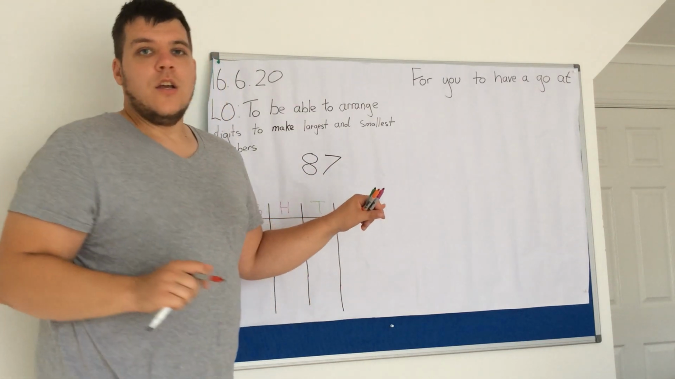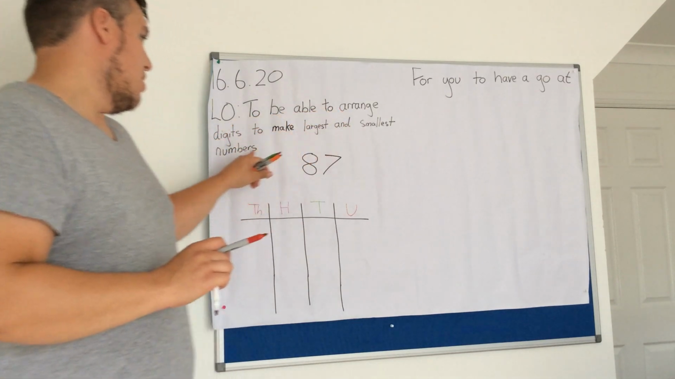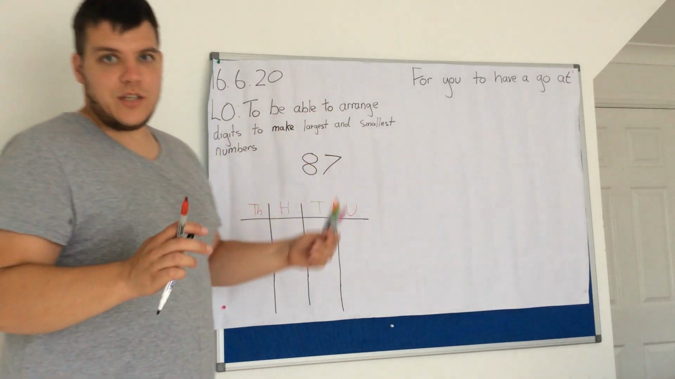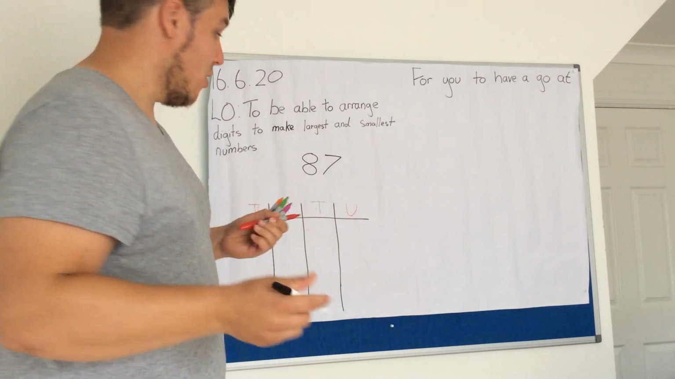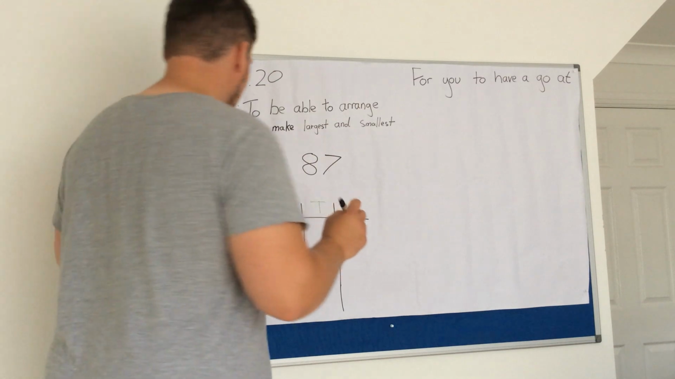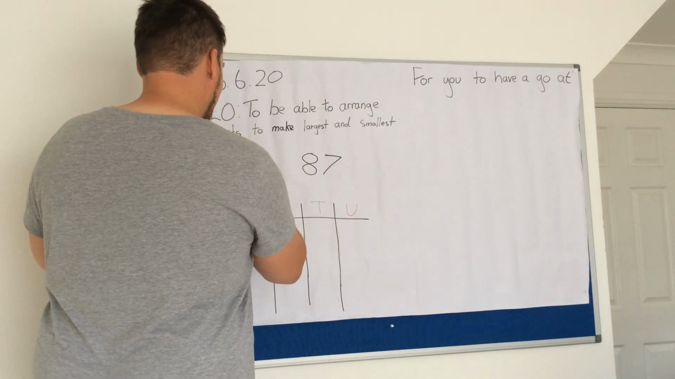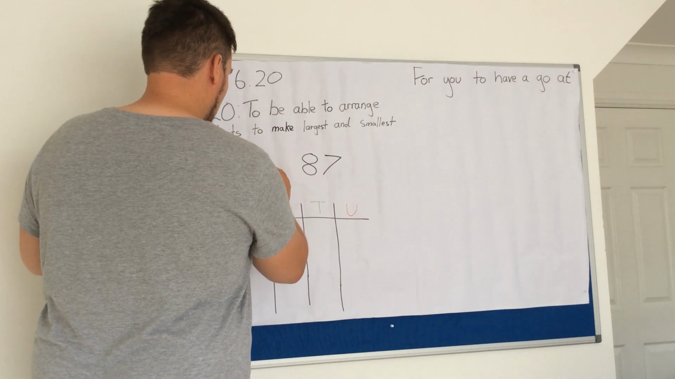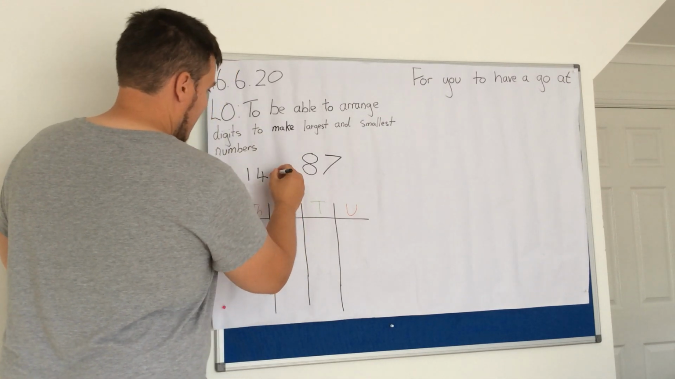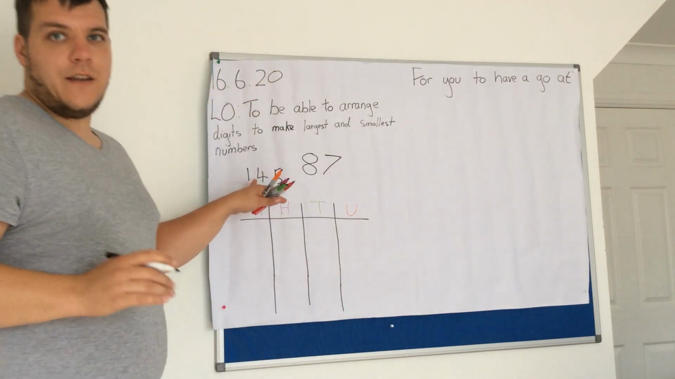So our objective today is we want to arrange digits to make largest and smallest numbers. The first thing that we need is some digits. That's where your dice is going to come in. So Holly, could you roll the dice for us? 1, 4, 5, and that'll do, thank you. So a 1, a 4, and a 5.